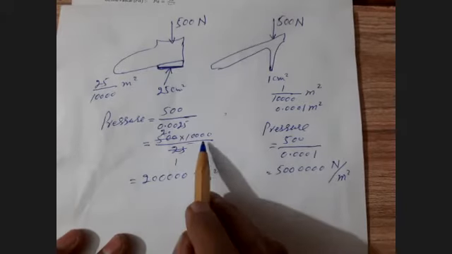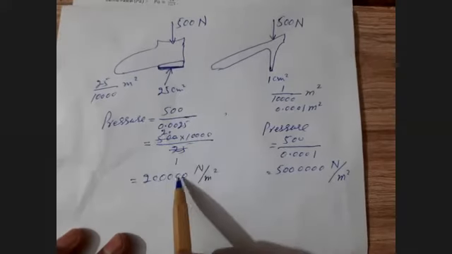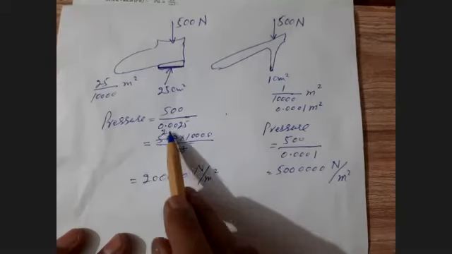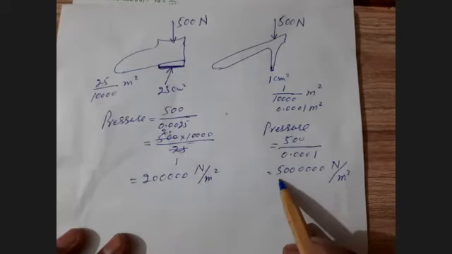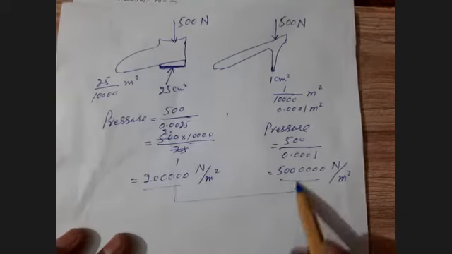Am I missing any zero? 25 twos are 50 and 0 in this way. Now you can consider that there is a great difference between these two pressures.